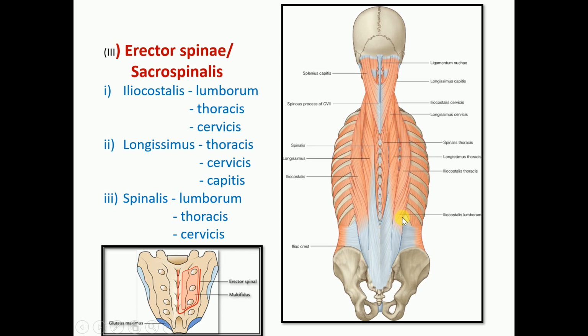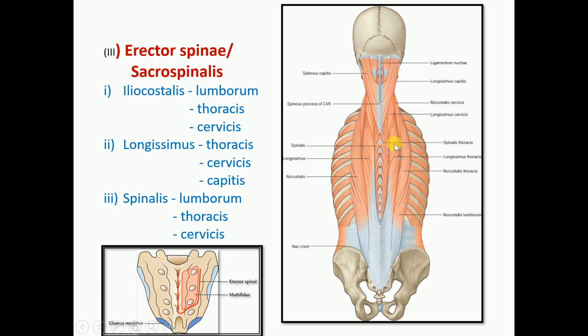The cervical slips arise from the posterior tubercle of the cervical transverse process. The origin of the higher slip lies medial to the insertion of the lower slips. So that is the origin and insertion of the iliocostalis lumborum, thoracis, and cervicis from below upwards. That lies on the most lateral aspect. In short, they are inserted into the angle of the ribs.